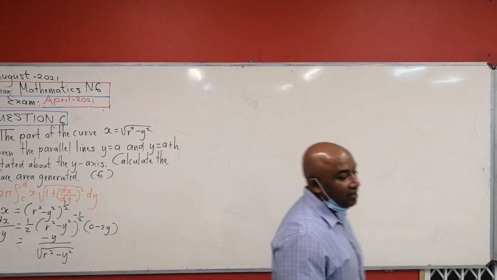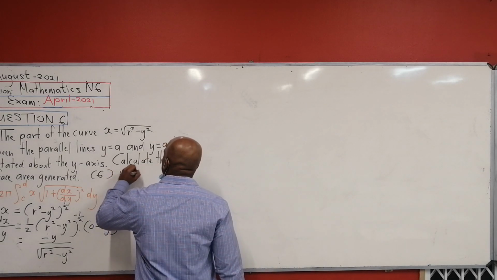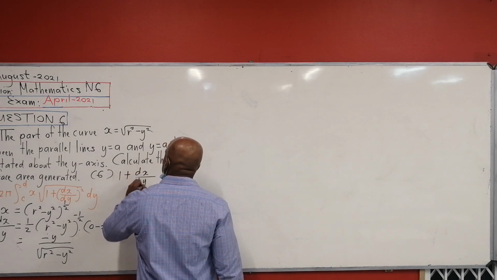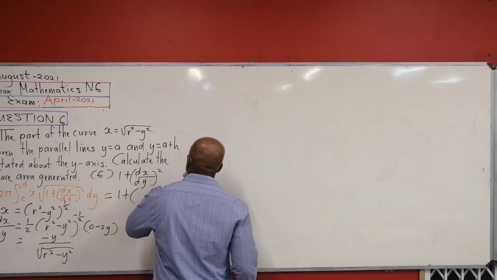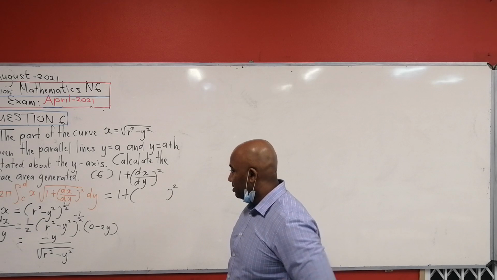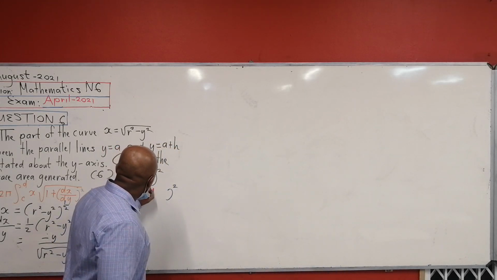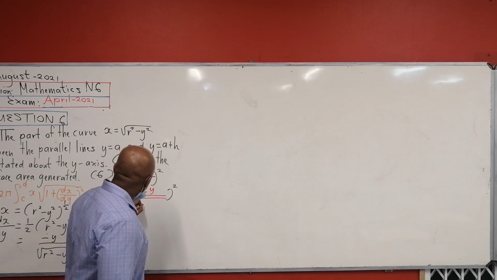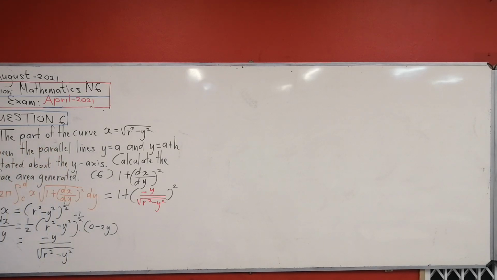Rewrite with a positive exponent. Now, 1 plus (dx over dy) all squared. What is my dx over dy? I just worked it out: minus y all divided by the square root of r squared minus y squared. That's my dx over dy, and I need to square it, and then I need to add 1.